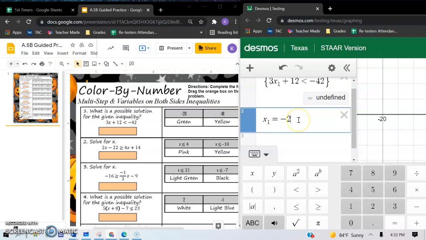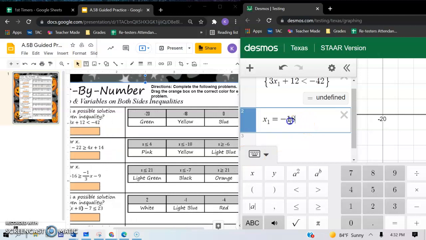How about the next one? Negative 18. That is not a solution. And then the last one was 0. So I'm just going to put here 0. And that one, it is not a solution. And so our answer right here is green. So it says here, grab one of these and move it to the correct color because that's the answer. So that's one way of doing it.